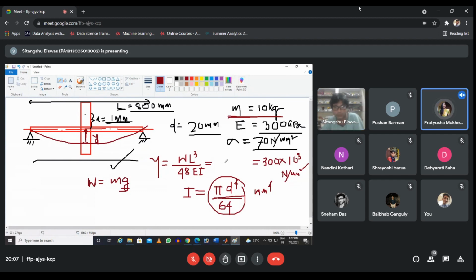Sir, 0.44 millimeter. This is the static deflection, maximum static deflection. Already we know that. Because we need to find out the omega n, that is basically the critical speed. So that is equal to root of k by m.